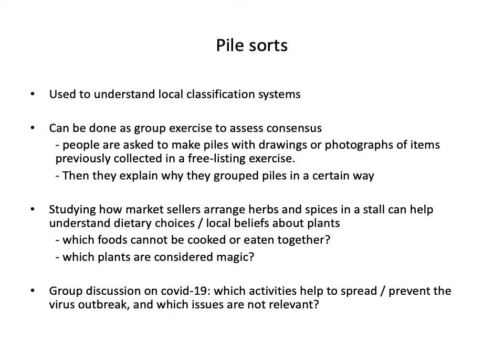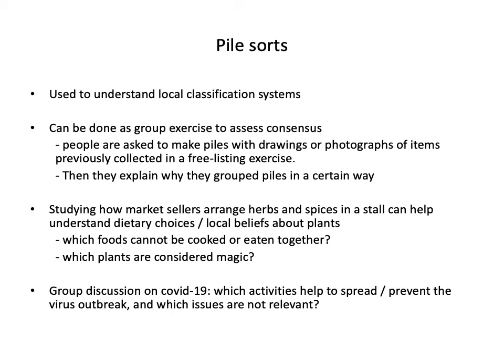You can also use pile sorting by studying how market sellers arrange herbs and spices on the stall. It can help you to understand the dietary choices or the local beliefs. Which foods are piled together? Does that mean something? Which food cannot be cooked or eaten together? Maybe they're put apart on the market stalls. Or which plants are considered magic? Maybe they're piled up at one specific corner of your medicinal plant market stalls.